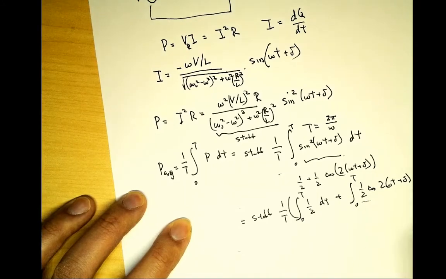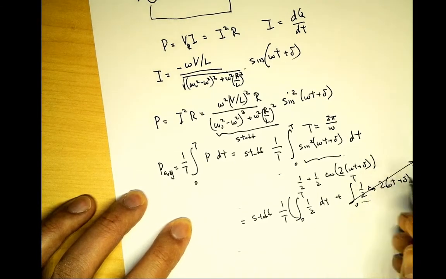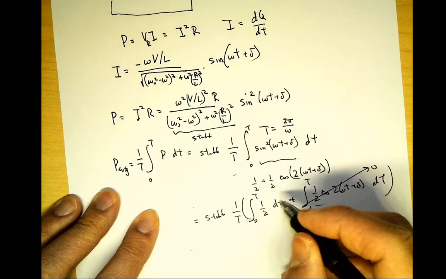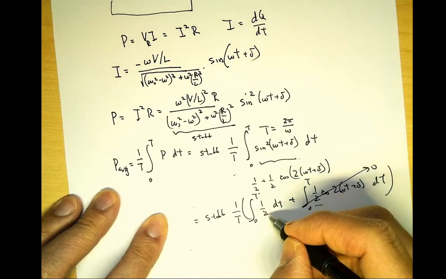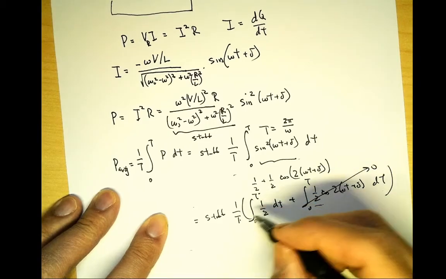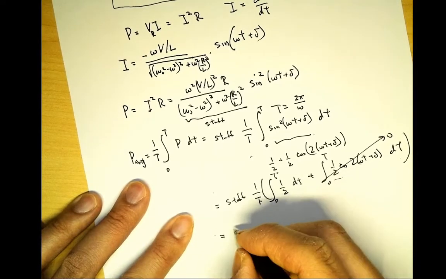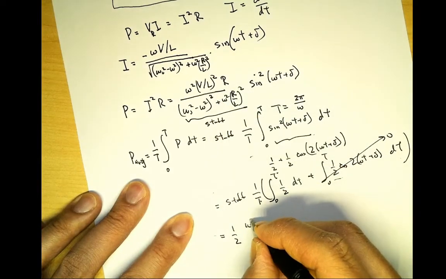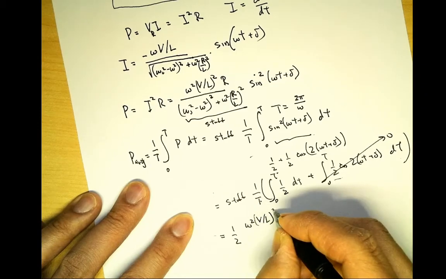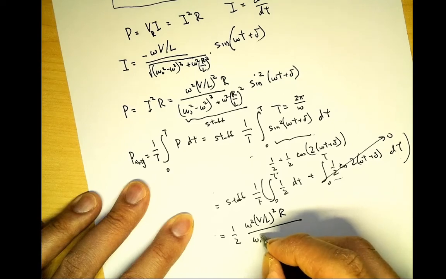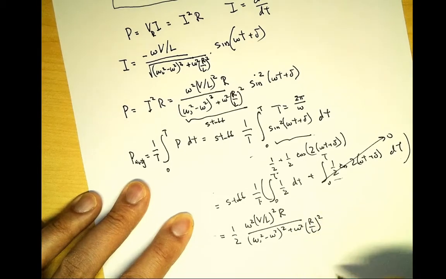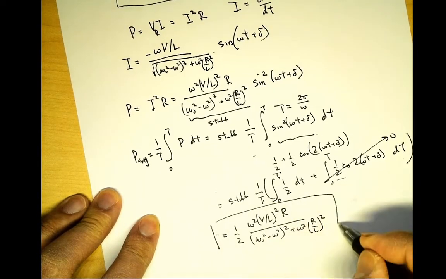This term right here will turn out to be 0. I won't prove it; you can do the computation yourself. Basically, you integrate cosine over 2 periods, and so this thing turns out to be 0. This thing, on the other hand, you're integrating from 0 to capital T, so this gives me 1/2 times capital T, but I'm divided by capital T here, so it's just 1/2. So this is just going to be 1/2 times the stuff. Let's write this stuff down: omega squared V over L, entire thing squared, times R, divided by omega 0 squared minus omega squared, entire thing squared, plus omega squared R over L squared. And that is the answer then.